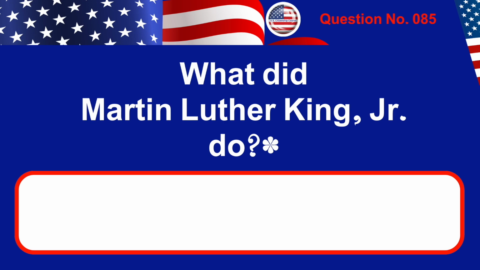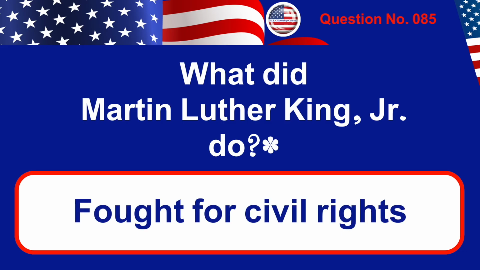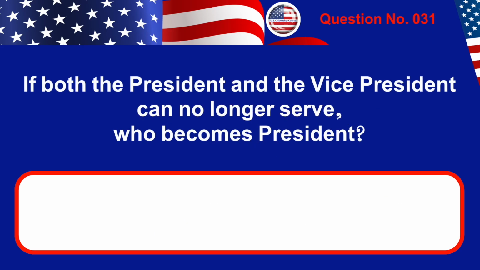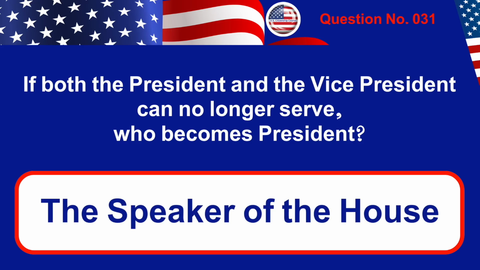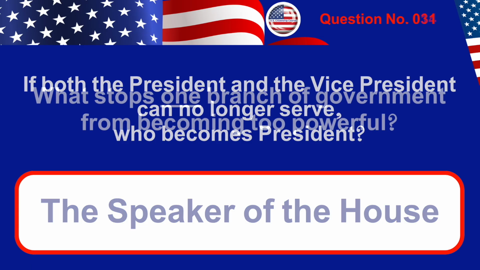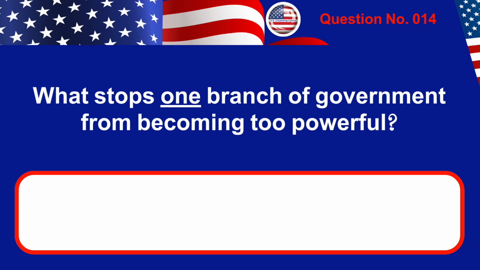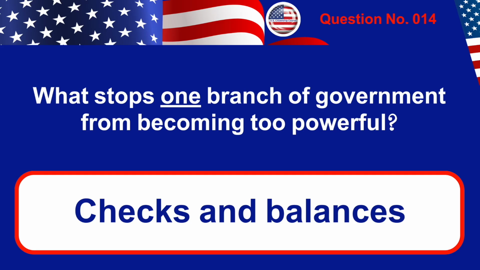What did Martin Luther King Jr. do? Fought for civil rights. If both the president and the vice president can no longer serve, who becomes president? The Speaker of the House. What stops one branch of government from becoming too powerful? Checks and balances.